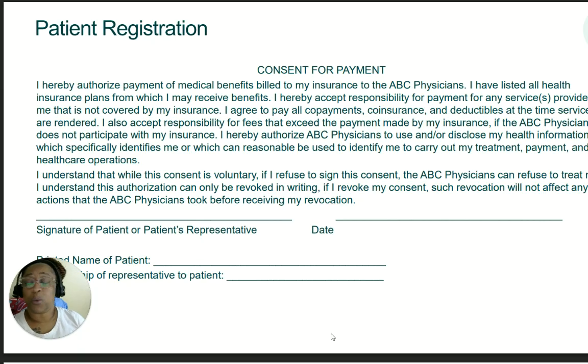Consent for payment. We always need to make sure that we have consent and authorize consent for payment in reference to getting this information completed. Always make sure that everything is dotted and crossed when you're getting this information. It's very vital in reference to making sure that all of the information is listed correctly.